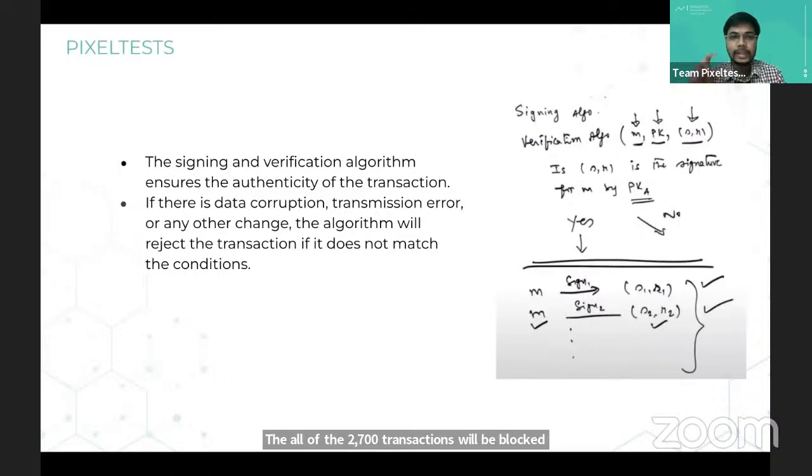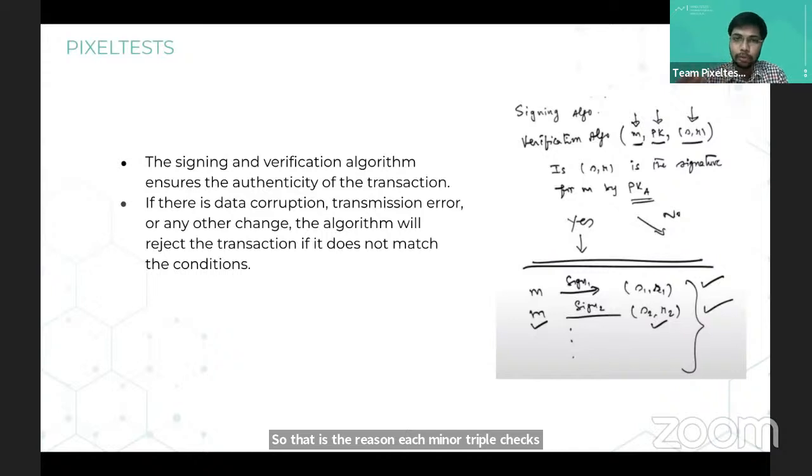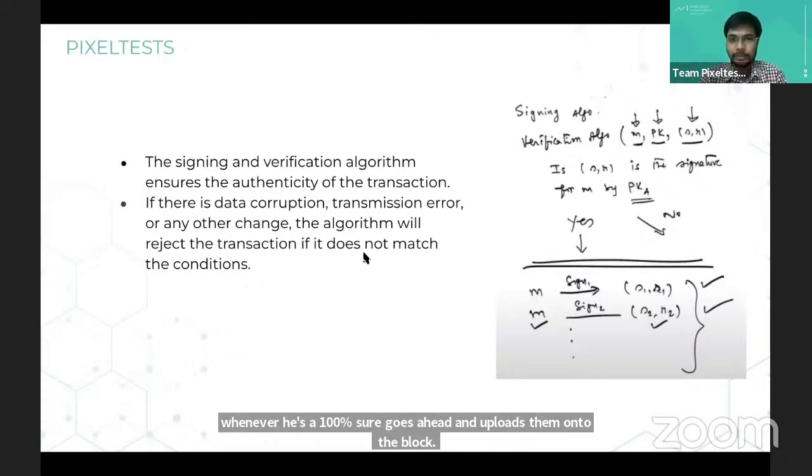So what happens is that the block will be rejected from the blockchain, and all the effort that went into verifying all the other transactions also goes in vain. That is the reason each miner triple checks all the transactions before uploading onto the block, right? Triple checks as in verifies all the transactions, and whenever he's 100% sure, goes ahead and uploads them onto the block. There is no scope for data corruption and transmission error, right?